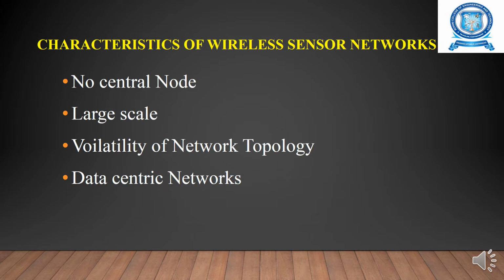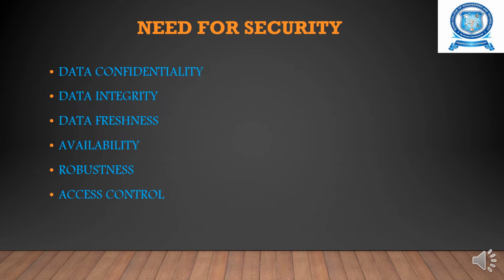So, what are the characteristics of a wireless sensor network? There is no central node, there is no coordinator. So, it can be applicable to various large scale, any number of nodes, volatility of network topology, data centric. So, what is the need for security? You have to have data confidentiality, data integrity, data freshness, data availability, robustness, and access control.